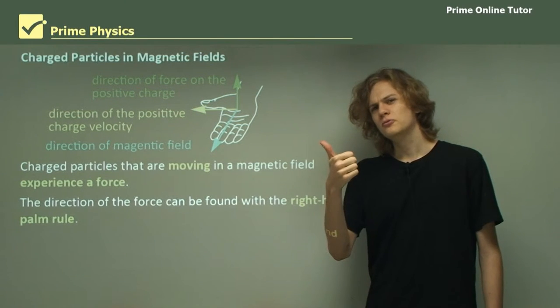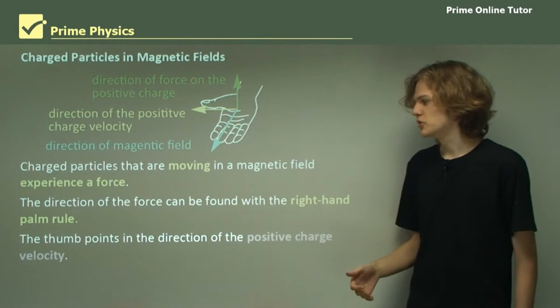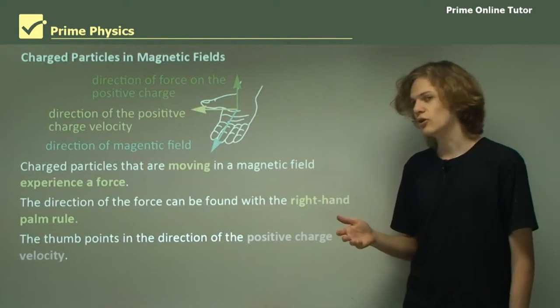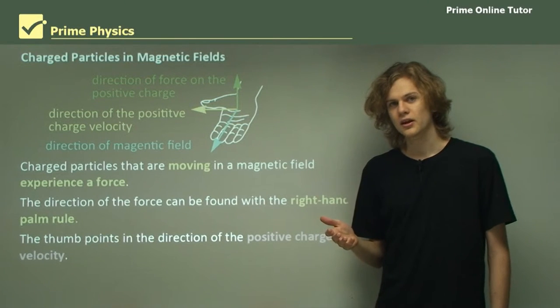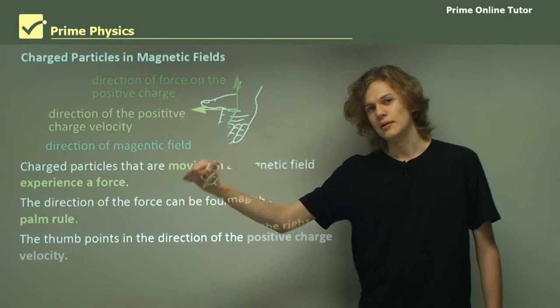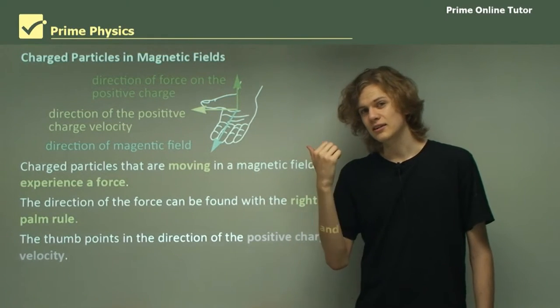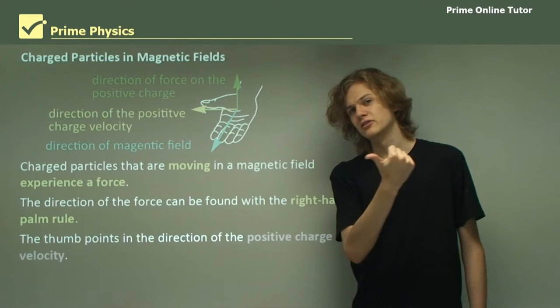But the thumb can't represent current because charged particles don't have current. So instead, the thumb points in the direction of the positive charge velocity. That means if the charge is positive, then the thumb will point in the same direction as the charge's motion, whereas if the charge is negative, the thumb will point in the opposite direction of the charge's motion.